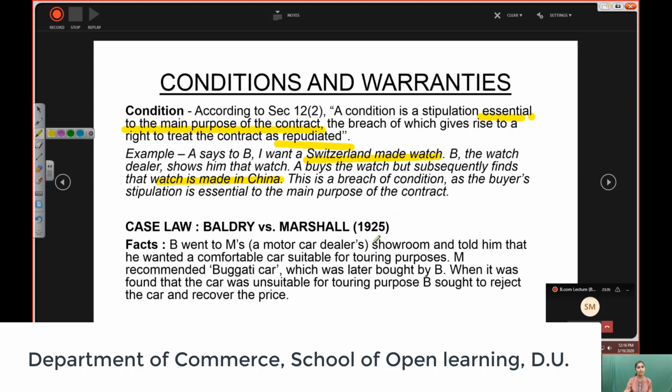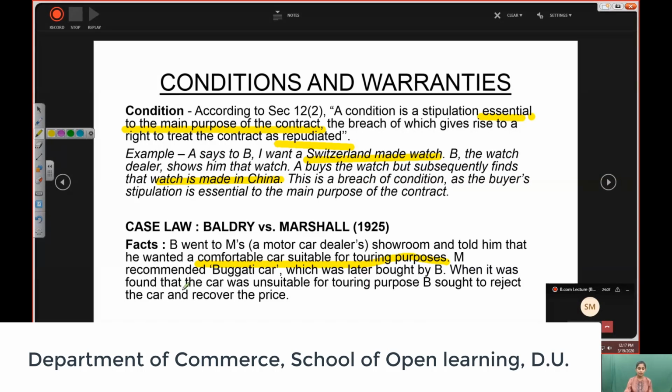So there's a very important case law, Baldry versus Marshall 1925. Let's understand what are the facts and what was the decision held. Facts: B went to M's motor car dealer showroom and told him that he wanted a comfortable car suitable for touring purpose. I hope it's clear now that the condition here is that he wanted a car suitable for touring purpose. So he wants a car which is suitable and comfortable for touring purpose.